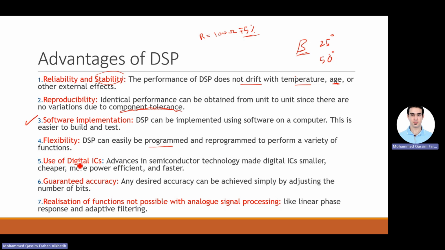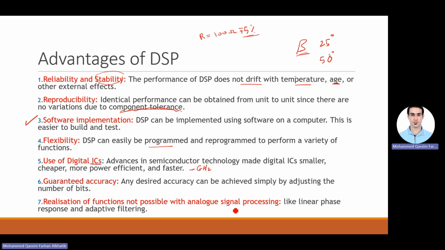We have the advantage of using digital electronic circuits, integrated circuits, digital ICs. Advanced semiconductor technology made digital ICs smaller, cheaper, more power efficient, and faster. Nowadays, we speak of gigahertz like it's nothing. Like your processors, 3.4 gigahertz, that means 3.4 billion operations per second, which is a lot. You get guaranteed accuracy. Again, there is no tolerance. Everything is exact. You can reproduce values the way you want, and the accuracy can be achieved simply by adjusting the number of bits.